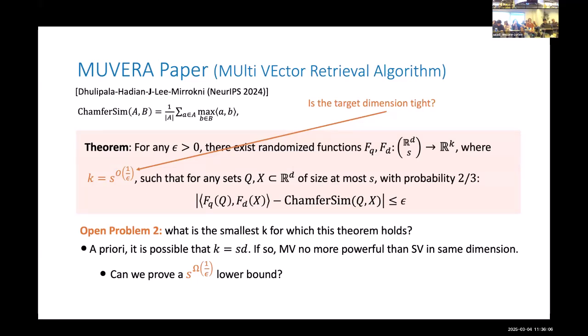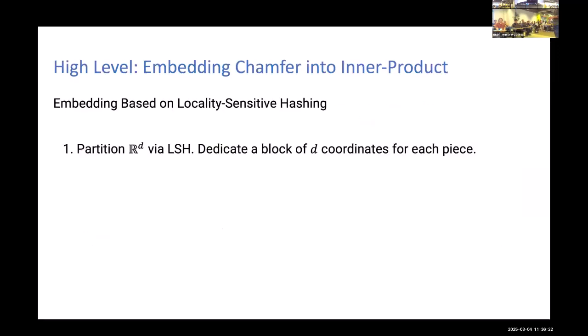If we can prove a better lower bound, that would strongly separate these two things. Because remember, in the multi-vector world, we have S times D coordinates. And in the single vector world, if we need more than S times D, then there's separation. But this is still open at the moment.